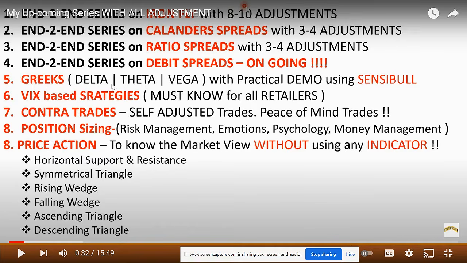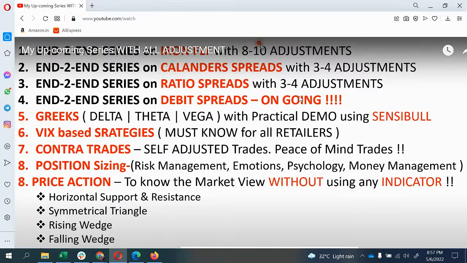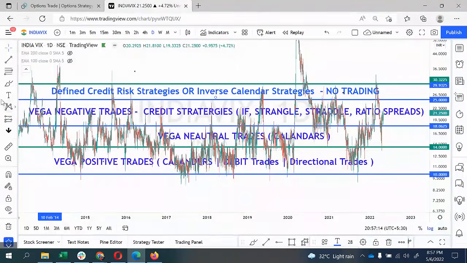As promised, today we are discussing VIX-based strategies. I've already told in my previous video, this is a must-know for all retailers. Let me get you back to the VIX. This is the India VIX chart. I've divided the entire India VIX into four parts: VIX between 10 to 14, 14 to 18, 18 to 25, and 25 to 30.